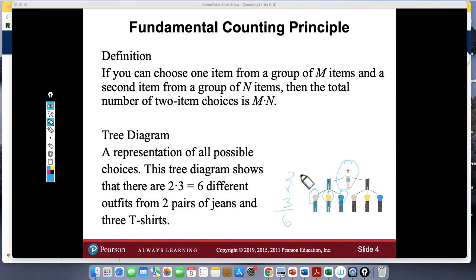So anyway, 2 times 3 is 6. And so whenever we have more than one choice, we just need to ask how many choices do I have at the first stage, how many at the second, maybe the third, then we just multiply all of those together.